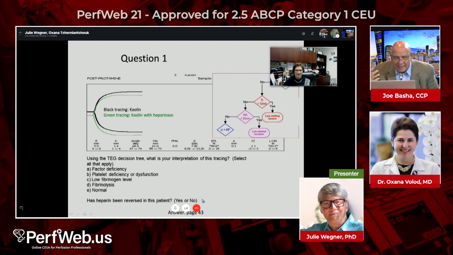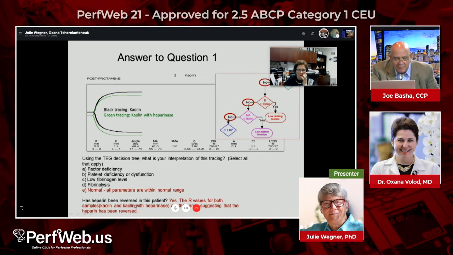So number one is probably, has the heparin been reversed? I'm going to say it's normal. Yes, the heparin has been reversed. Oh, okay, so that's a question you always want to ask. Well, in this case, you can see because you have the heparinase and the non-heparinase one, and they're pretty much the same. So yes, I would say the heparin has been reversed. Other than that, I'm going to pick normal in this one. Exactly. All parameters are within normal range. So again, if the patient is bleeding, it's probably a factor deficiency or the patient was on platelet inhibitors, and you get that from the history. So, yes, all right, I got one right.